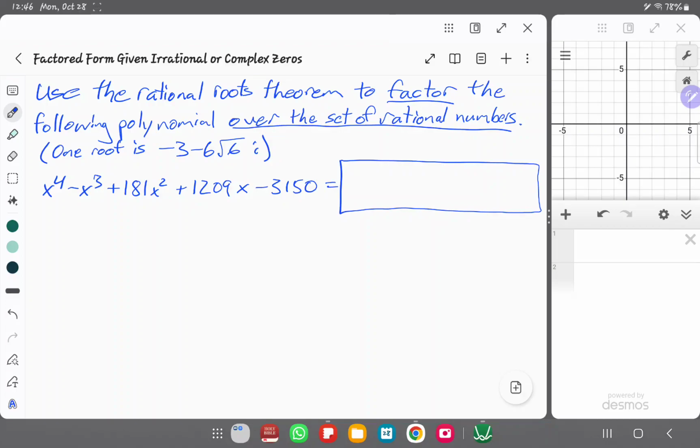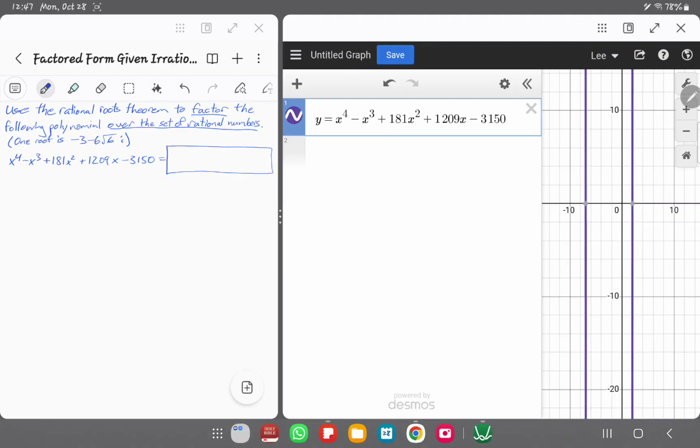What I'm going to do is take a little bit different approach with a graph. So we're going to go ahead and graph this here. So I have my Desmos, so I'll pull over, type that in, and then we'll take a look at the graph. All right, so I got this entered into Desmos.